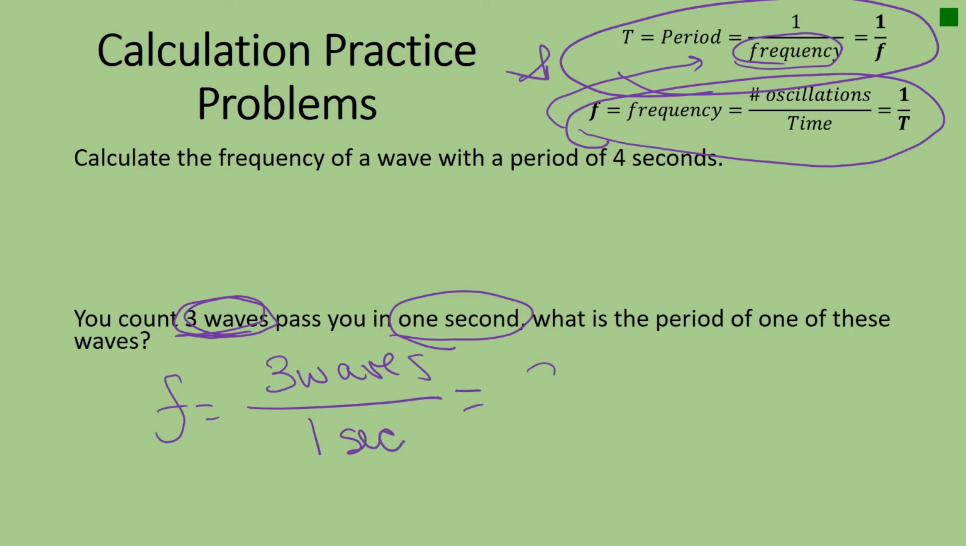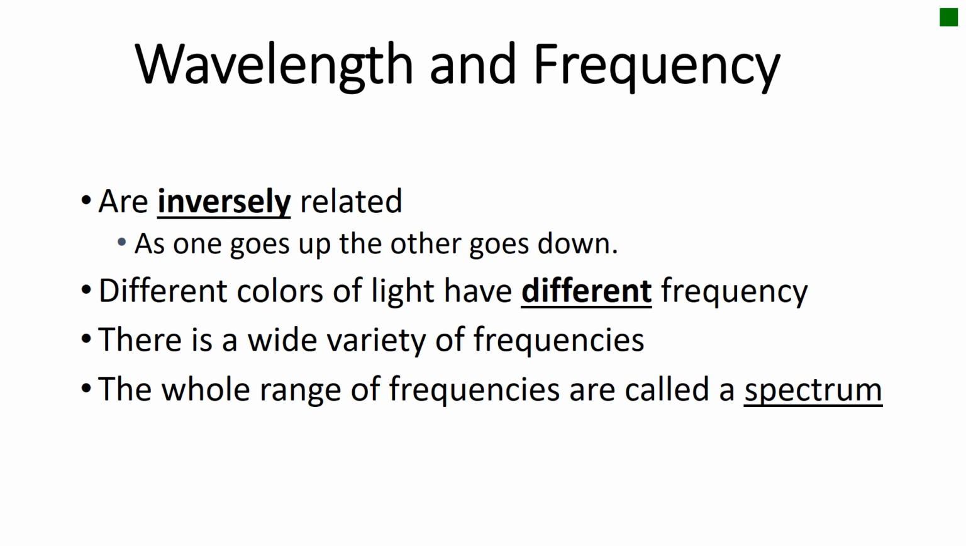So it is 3. Okay, then what is the period? Then I have to figure out the period. The period is 1 over f. So now I'm going to have to take 1 over 3. So we get 0.33. All right.